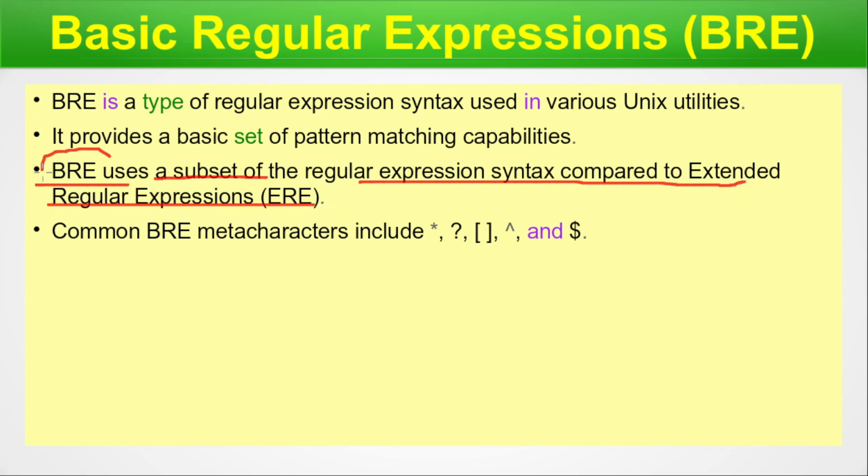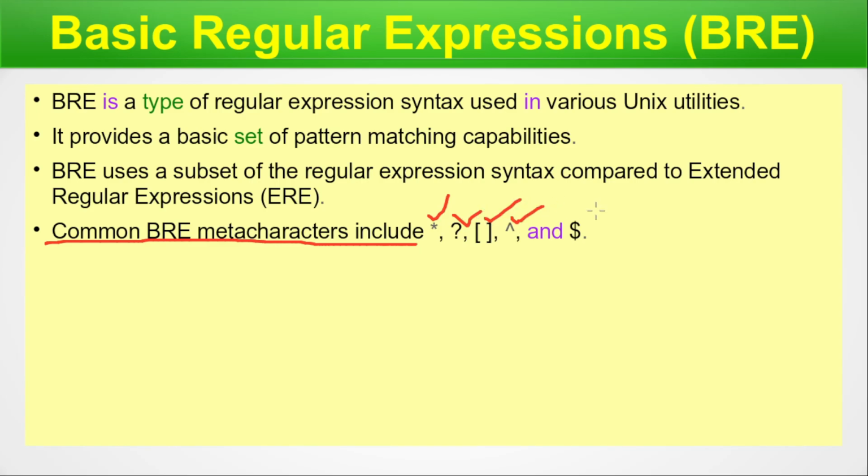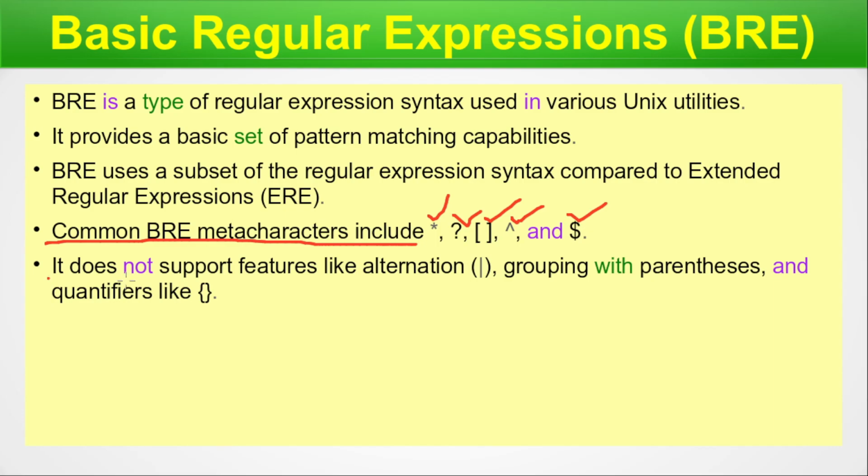BRE uses a subset of regular expression syntax compared to extended regular expressions. That means BRE was generated first, then the ERE. That means ERE has a greater coverage and BRE has a lesser coverage, and hence BRE is a subset. Now the common BRE matching characters include the star, the question mark, the set of brackets, the caret, and the dollar. It does not support features like alternation, grouping with parentheses, and quantifiers like the second bracket. So by now we know what is there and what it does not support.